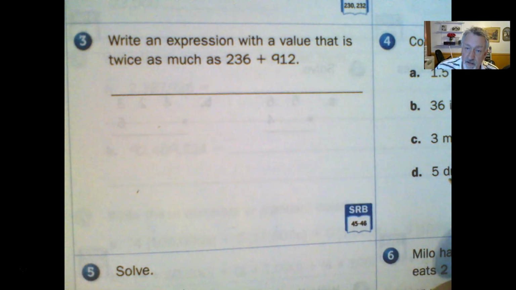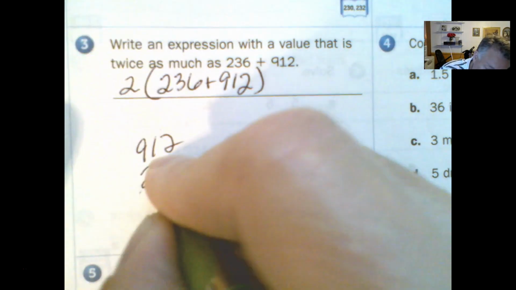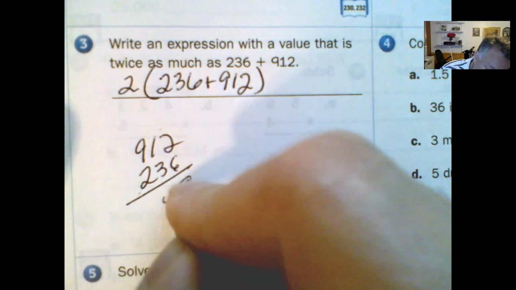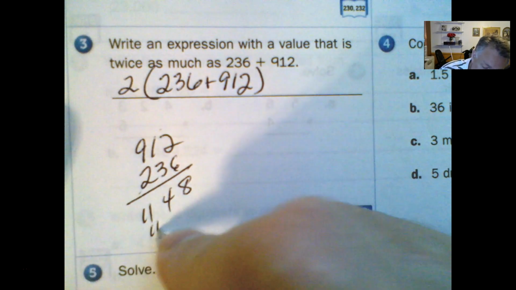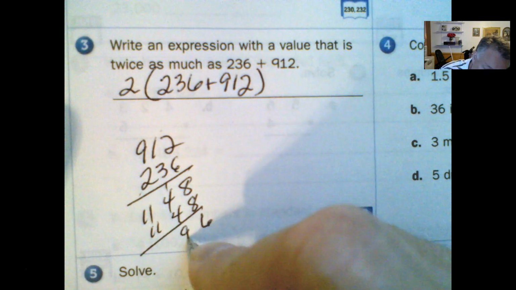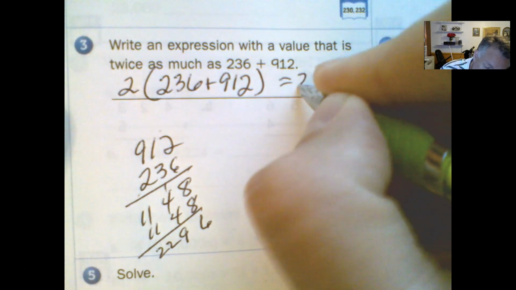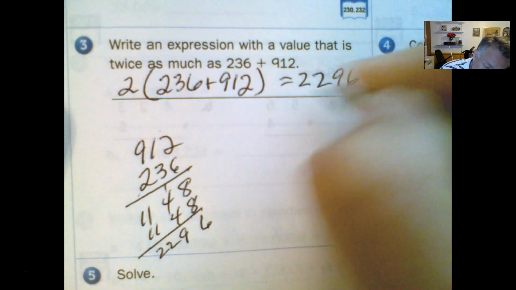Write an expression with a value that is twice as much as 236 plus 912. So all I have to do, 236 plus 912, and double it. Okay, so let's add those. 912 plus 236, 8, 4, 11, and double that. 16, 9, and 22. So it is equal to 2296.